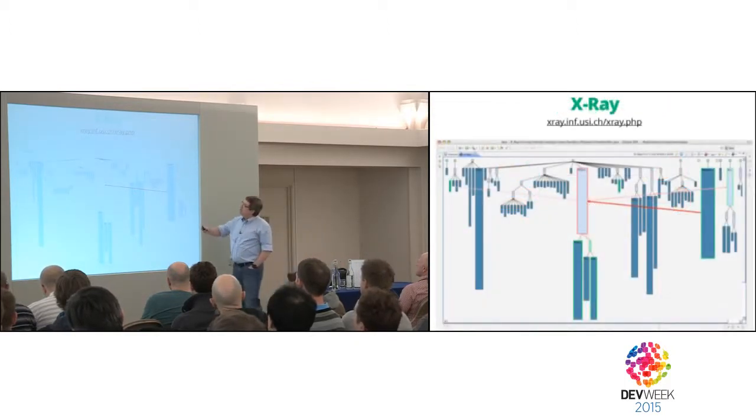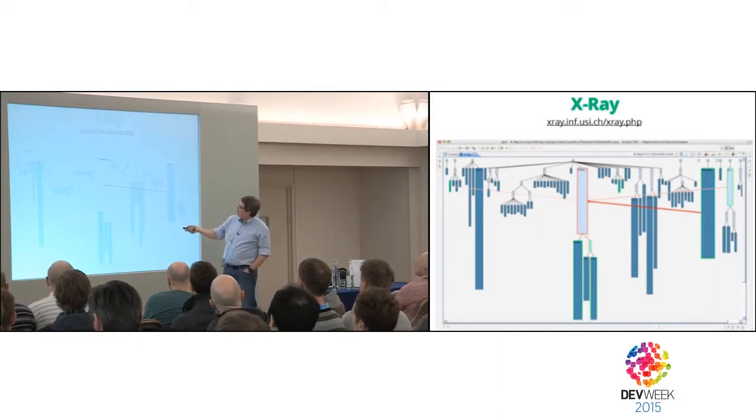But basically, this is a code base. The lines that you see here are inheritance lines. There are lines between these guys. The boxes represent classes. The length of the box indicates the number of lines in the class. The width of the box indicates the number of methods.